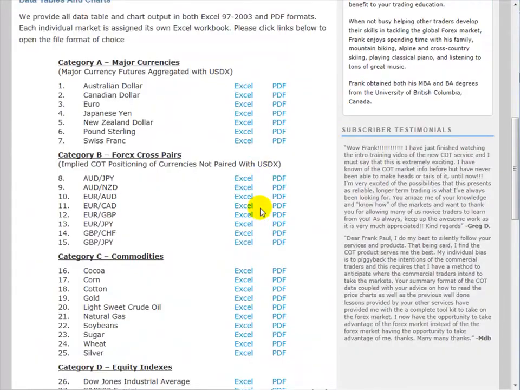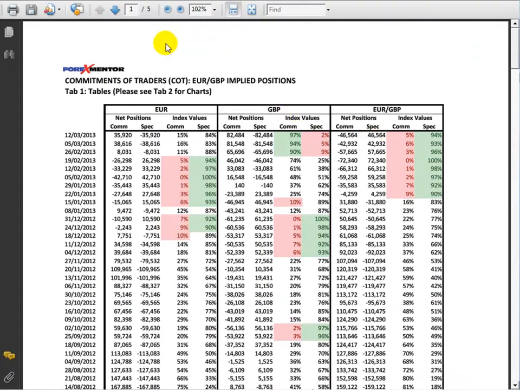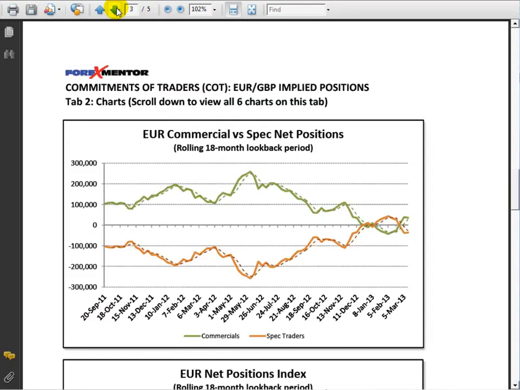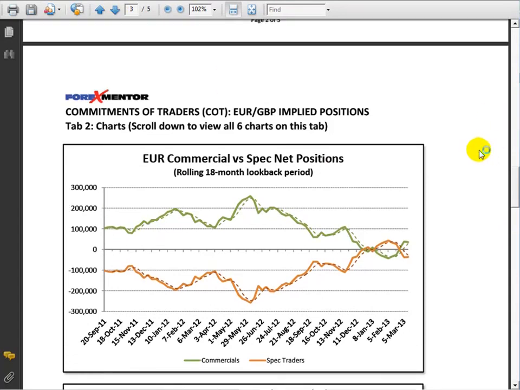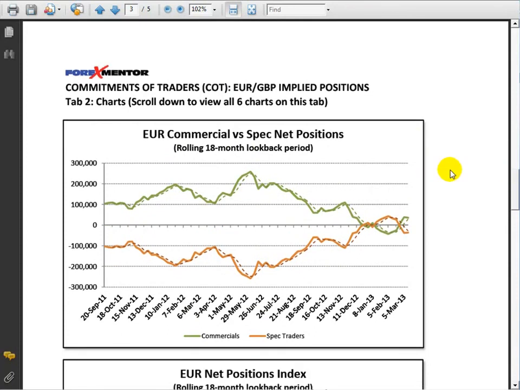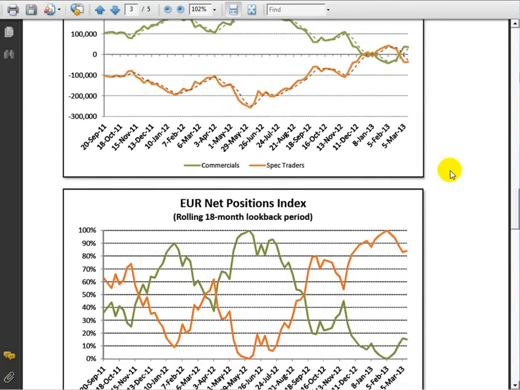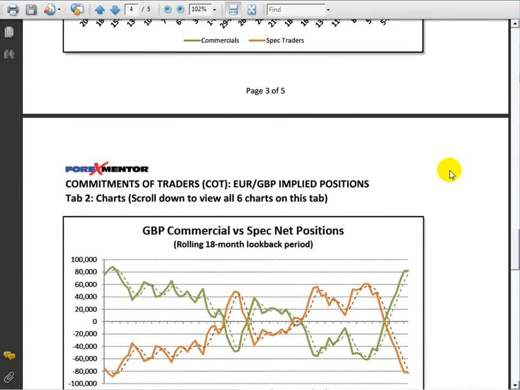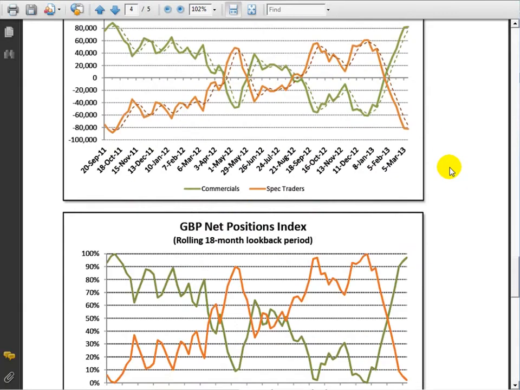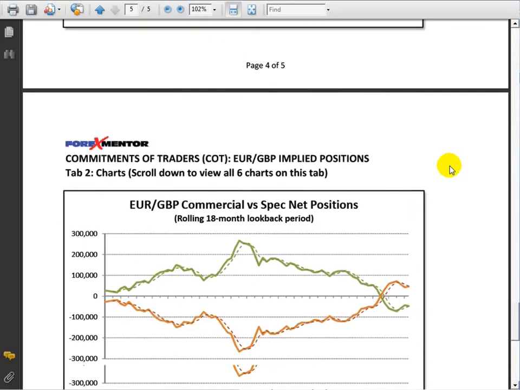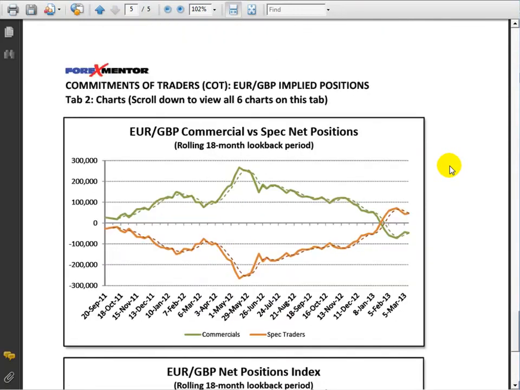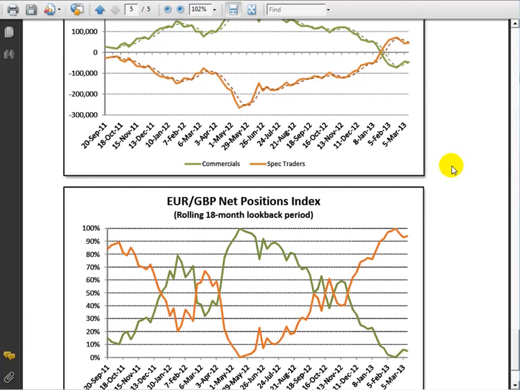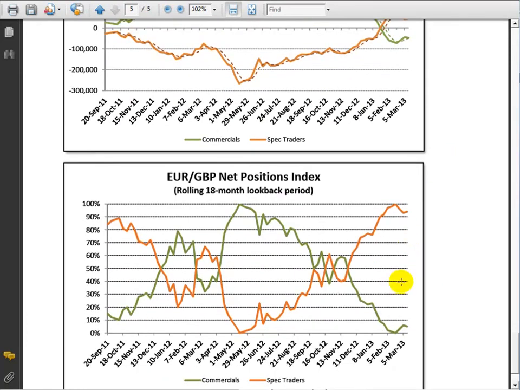Okay, that shows up in the Excel version, and of course you can just click open a PDF version as well. What we haven't showed you is that we have tables complemented by charts. So we have, for example, for each individual currency, euro commercial versus spec net positions index. Same thing for the quote currency in this case, pound sterling, two charts, and then we have two charts for the aggregation of the two currencies, euro pound commercial versus spec net positions and the positions index. This is arguably the most important one right here, net positions index for the currency pair.